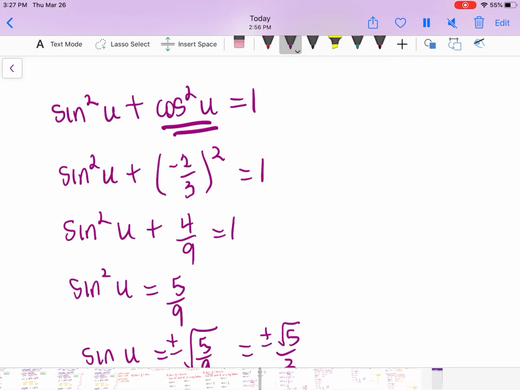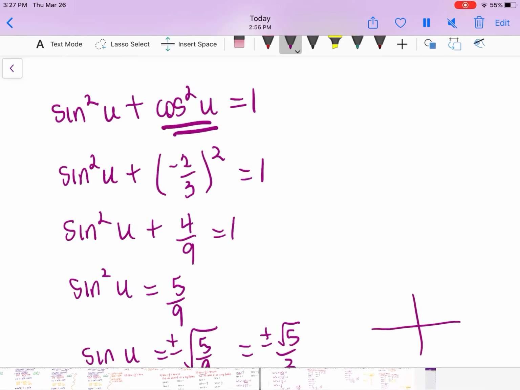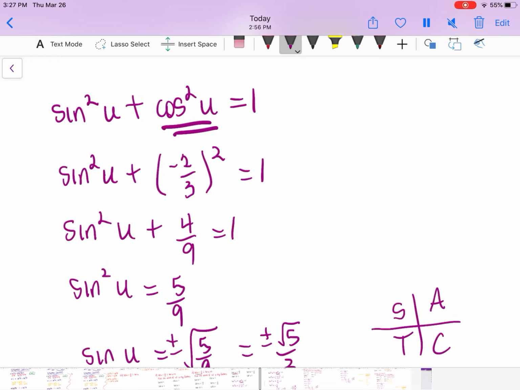I just need one, so I need to figure out, am I going to use the positive radical 5/3, or am I going to use the negative radical 5/3? Well, we're going to need to go back to the original problem first. It tells us that secant is negative and tangent is positive. So when I look at my little all students take calculus chart that we talked about with the unit circle, I know that it's not going to be in quadrants 1 or 4 because tangent's positive.